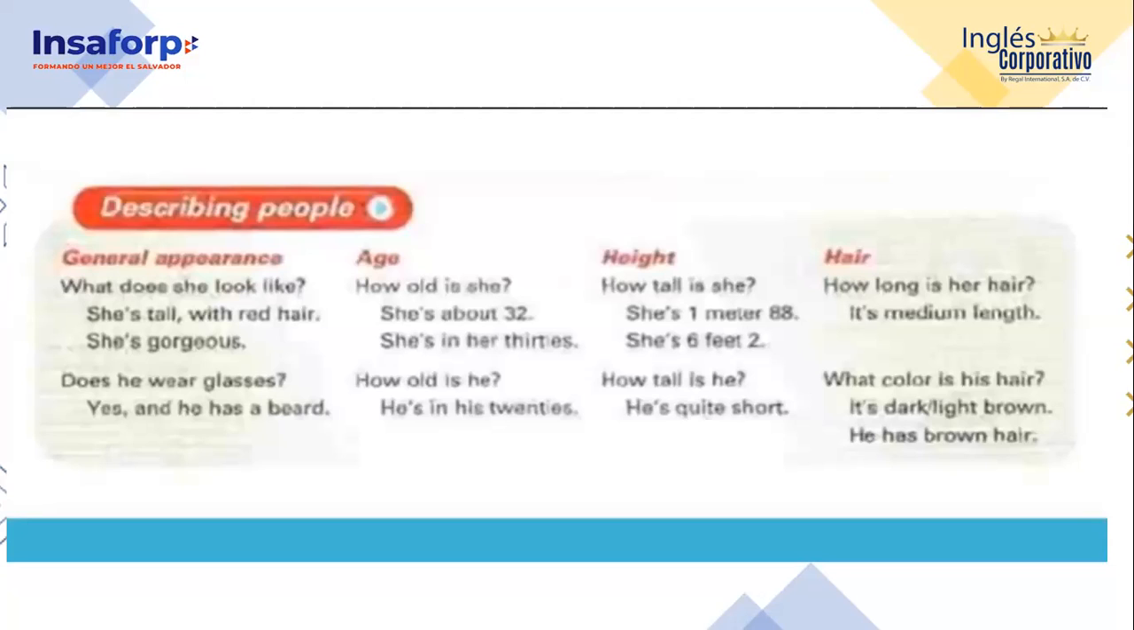Does he wear glasses? That is another question with the auxiliary do. With he, it is does. Does he wear glasses? Yes, and he has a verb. Sí, tiene verb.